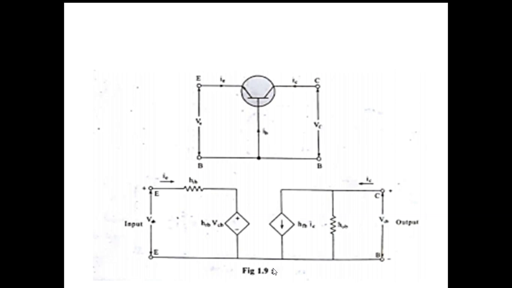So the common base hybrid model consists of four equivalent values: HIB, the input impedance; HRB VCB, the dependent voltage source; HFB IE, the current source; and HOB, the output admittance. Okay, let us stop here.